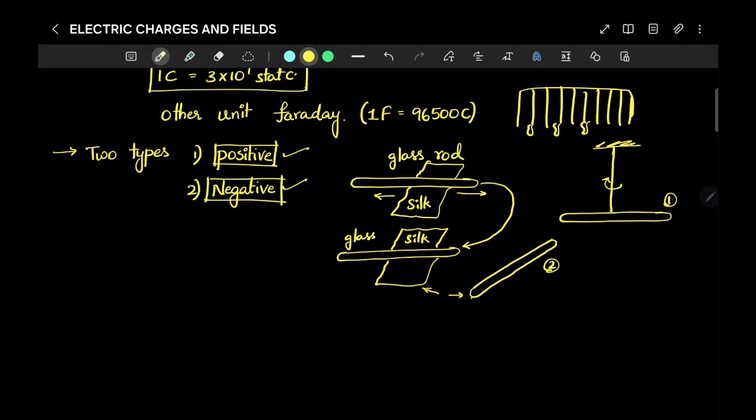In nature, we know that each and every substance is made of atoms. In these atoms you have protons and electrons. Neutrons don't have any charge, my dear. Protons are said to have positive charge.